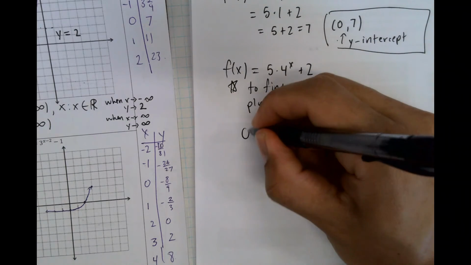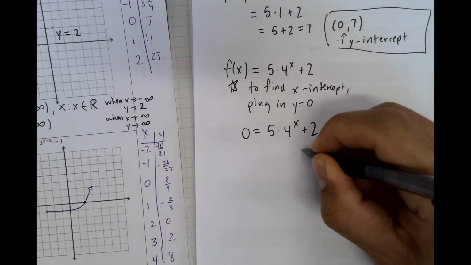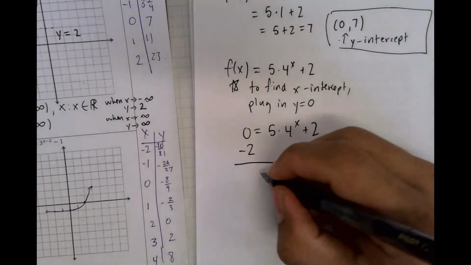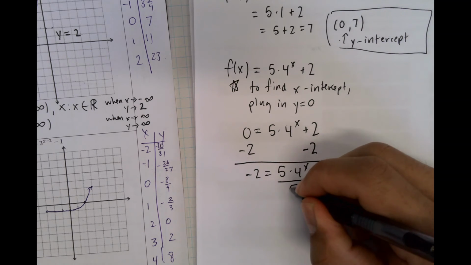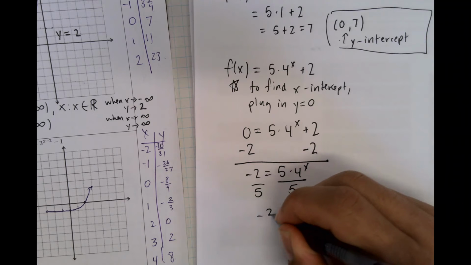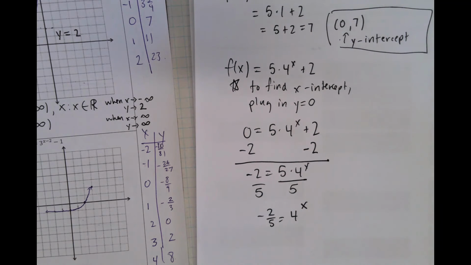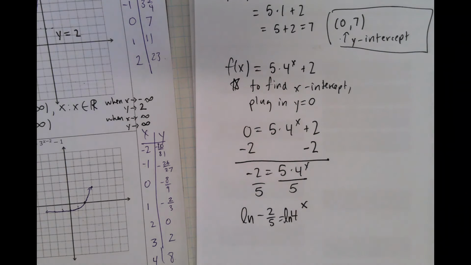So we get 0 is equal to 5 times 4^x plus 2. We minus 2 on both sides. And then we get negative 2 is equal to 5 times 4^x. We would divide by 5 on both sides. We get negative 2/5 is equal to 4^x. And just as a reminder, when you're trying to move the exponent to the front so you can divide stuff and get rid of everything, you would take the ln of both sides, right? The natural log, or you could do regular log.